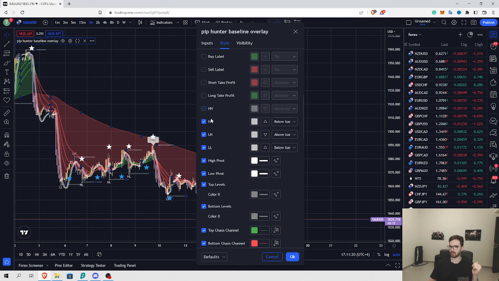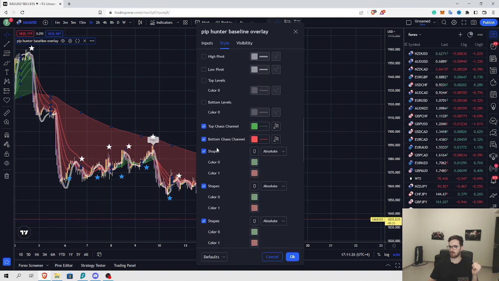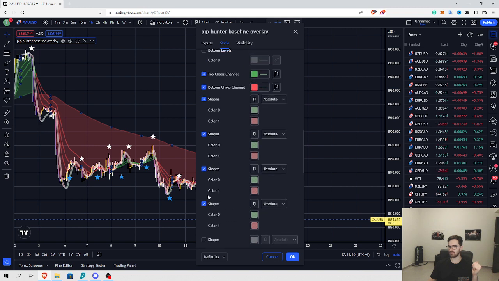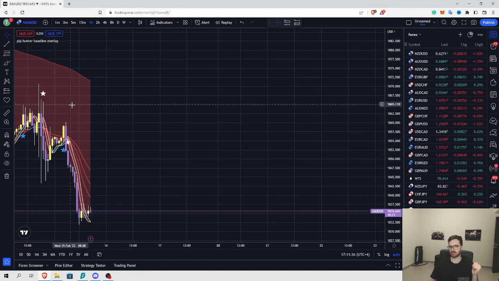So if I now remove all of those, let's make it nice and clean to see, get rid of the levels, and we're going to get rid of the actual fib itself. Now we're really starting to get down into it.